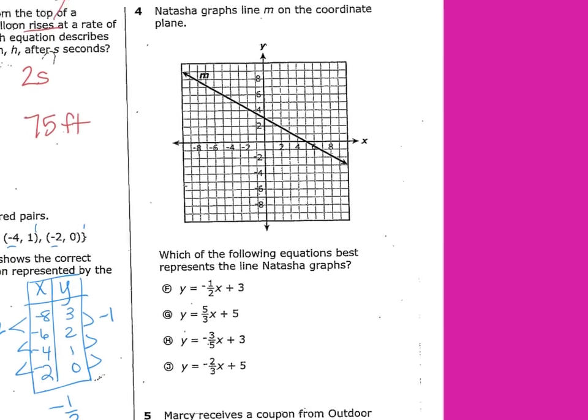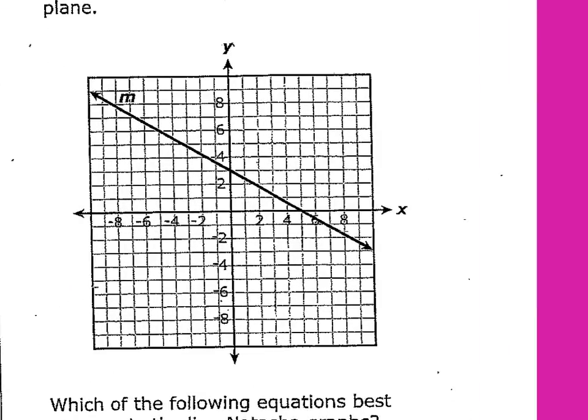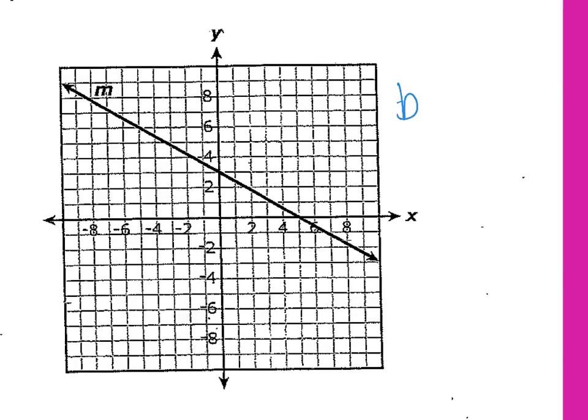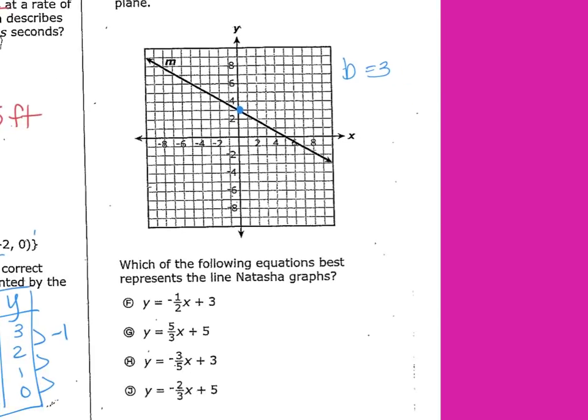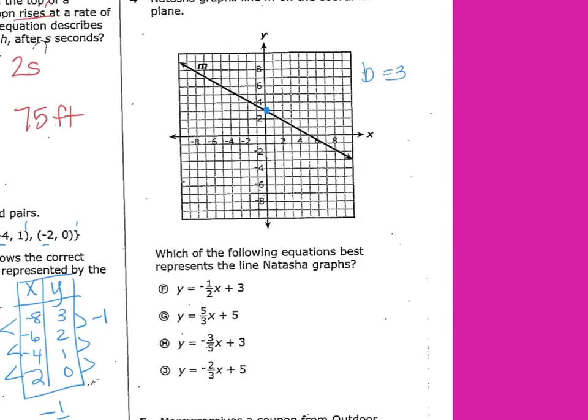And number 4, Natasha graphs line M on a coordinate plane. Which of the following equations best represents the line Natasha graphs? So first thing, find your B, your y-intercept. And so that line goes through at 3. And see if we can eliminate anything from there. And we can. G has +5 and J has +5. So those are both going to be wrong.